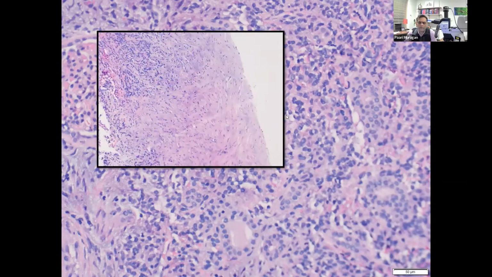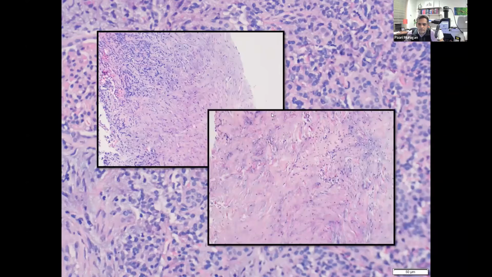And then at higher power in some other areas, you see almost a desmoplastic stroma, again with these small lymphocyte-looking cells infiltrating into this desmoplastic-looking stroma. And again, another view of the stroma highlights that it has some myxoid features and some collagenous or fibrous features. So at this point, with this information, what differential diagnosis should we be entertaining?